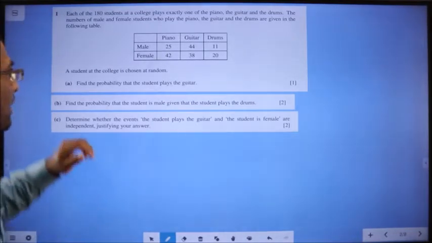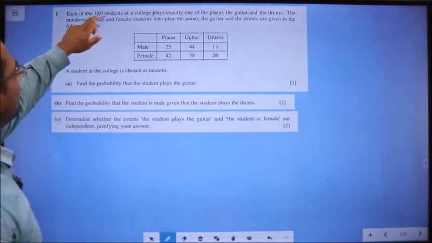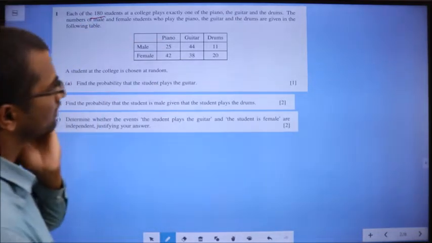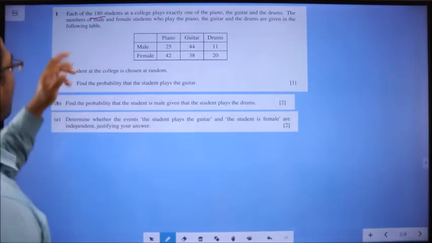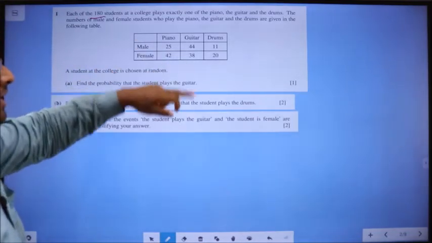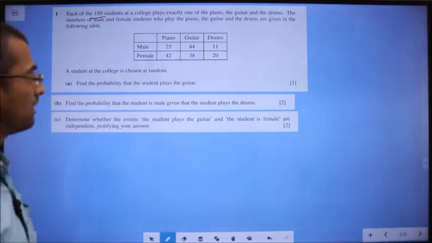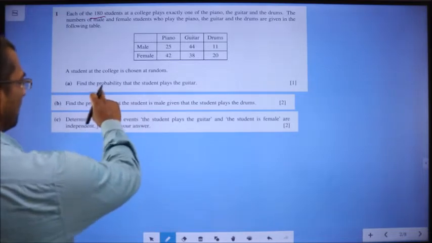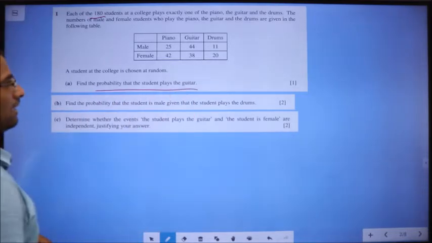Question 1. Each of the 180 students at a college plays exactly one of the piano, the guitar and the drums. The number of male and female students who play the piano, the guitar and the drums are given in the following table. A student at the college is chosen at random. Find the probability that the student plays guitar.